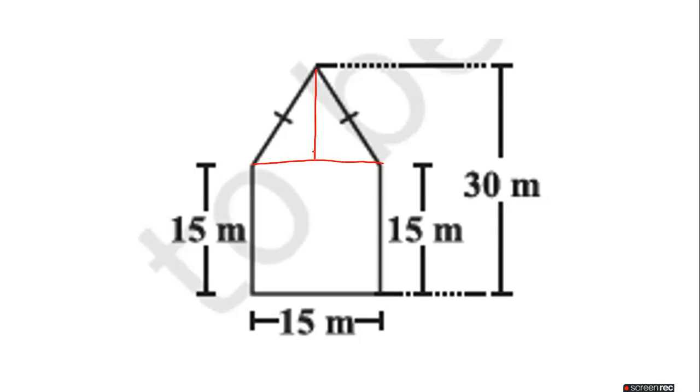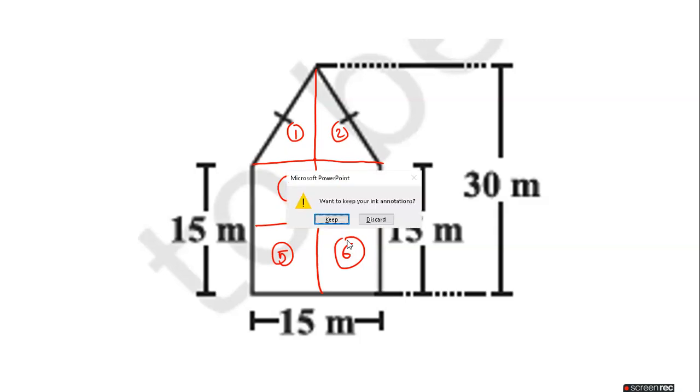Okay, this is already done. Now this square we can divide in four small squares. See, then one, two, three, four, five, and six. We can write so many methods, we can apply here. That depends upon you how much you want to go in depth.